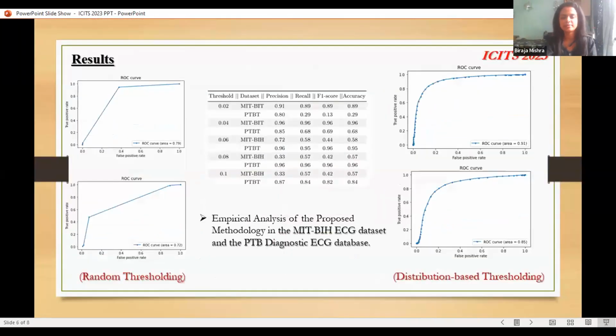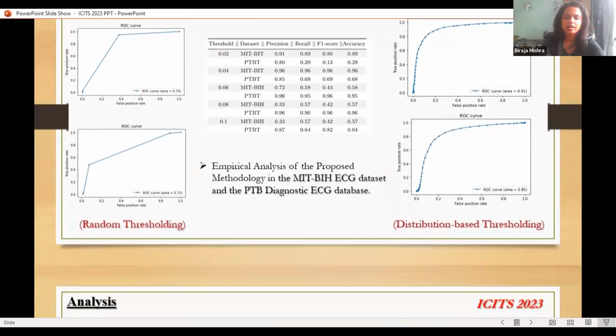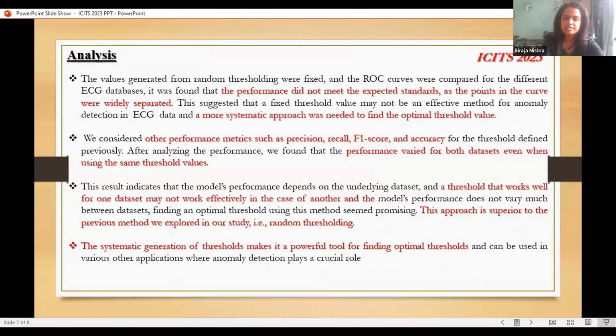These are the results obtained from our experiment. The left side indicates the random thresholding method, and the right side indicates the distribution-based thresholding method. And in the middle part also, we have checked the performance of the random thresholding method using other performance metrics such as precision, recall, F1 score, and accuracy. These are the inferences that we have obtained from our experiment.